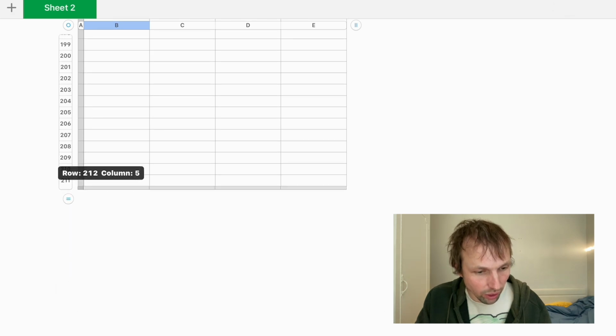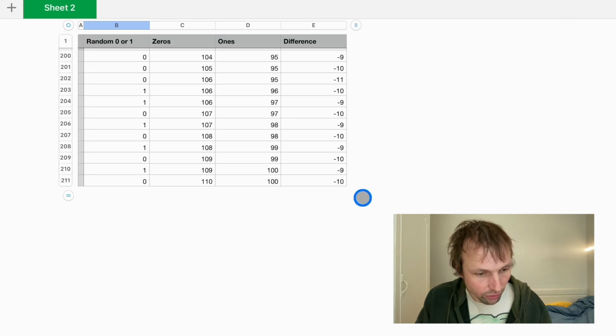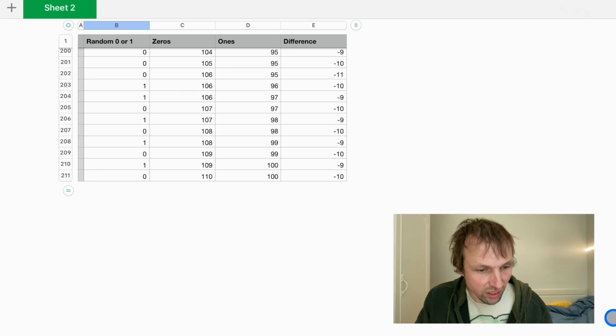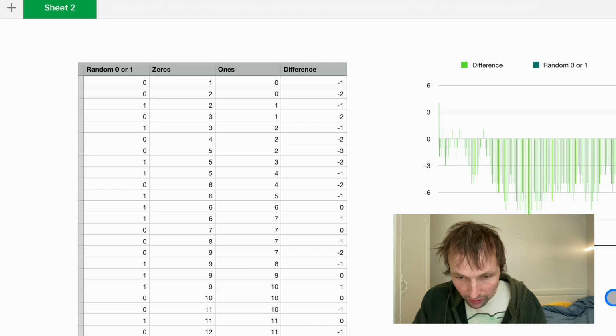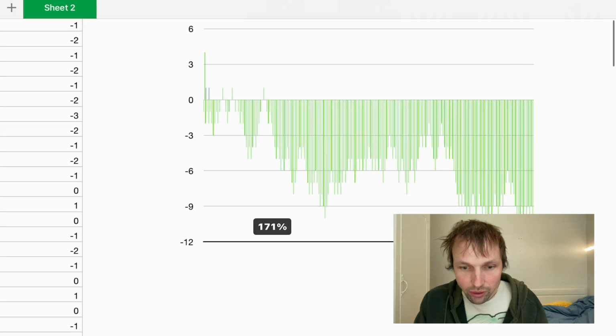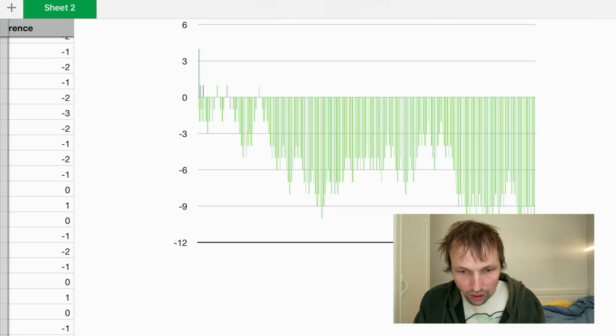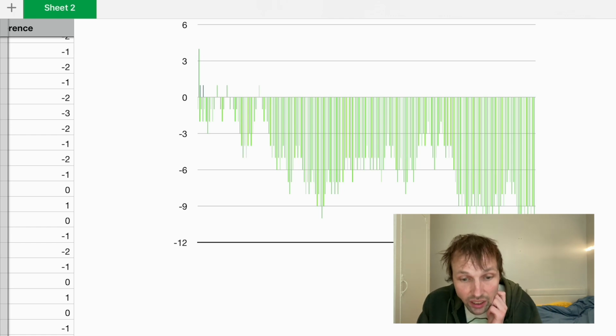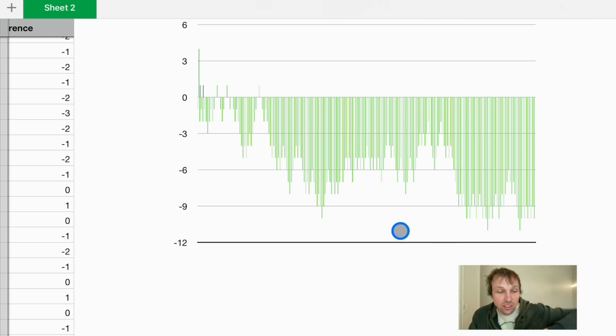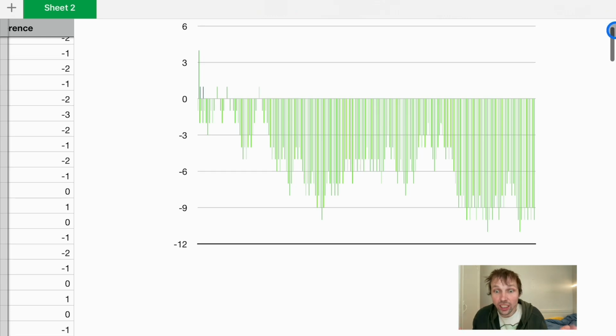Let's go to 200, for example. Okay, 210, whatever. So now it's -10. Let me go back to the graph and look at the graph now. You can see it is still more zeros. Whenever it's under 0, that means there are more zeros. When it's above 0, that means there are more ones. Interesting. It should be equal. It's not equal. Why is it not equal?